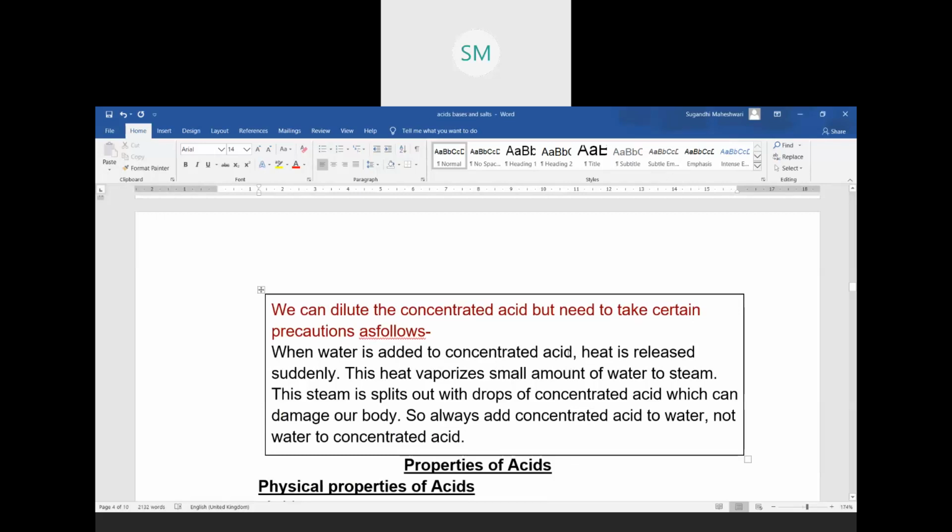Why so? Because when water is added to concentrated acid, heat is released. This is a highly exothermic reaction. The steam comes out, which will lead to the spill of acid, and it can cause harm to your body. So always add concentrated acid to water. If you have to carry out a dilution, you will take water in a beaker and pour acid into the water.